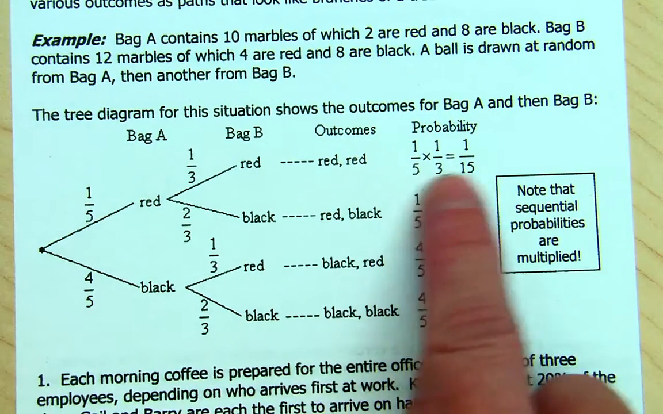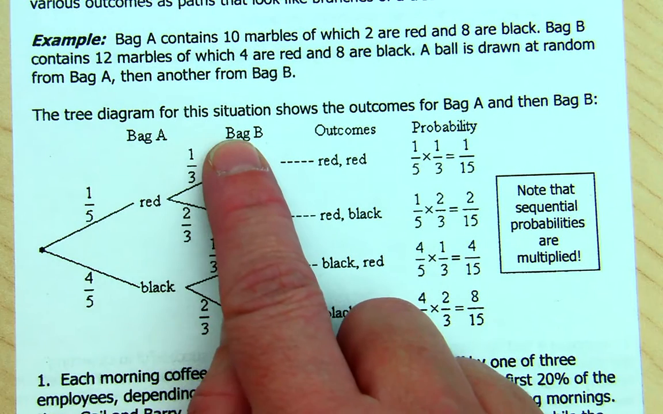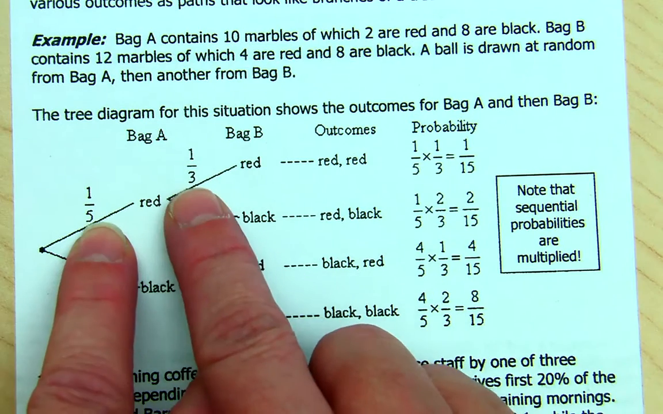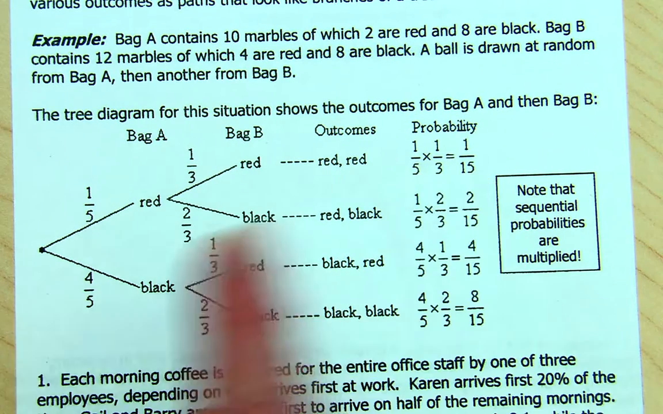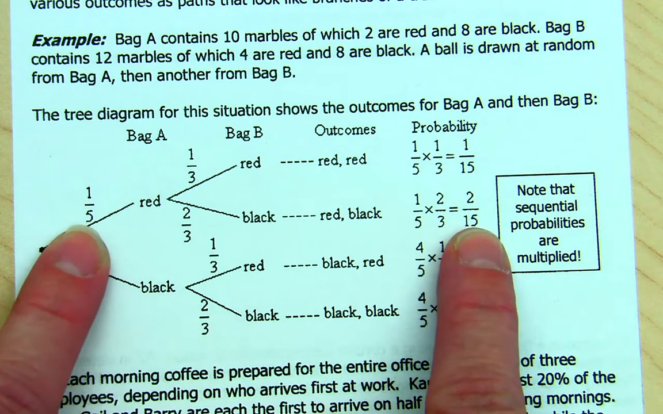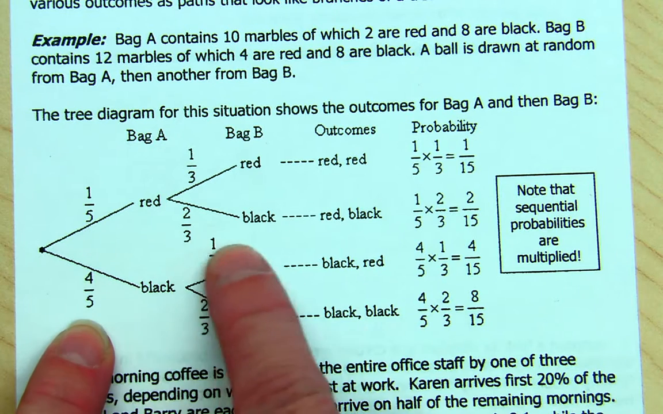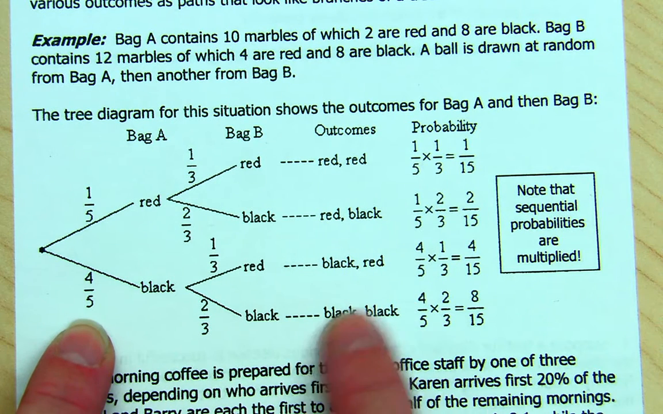Then to get the final probability out here, we want a red and a red. So when it's an and, we multiply. So we just multiply those two options together and we get 1/15. We multiply this number and this number together and we get 2/15. So for each option, you just multiply going out the branches of the tree to get to the probability of this final result. Okay.